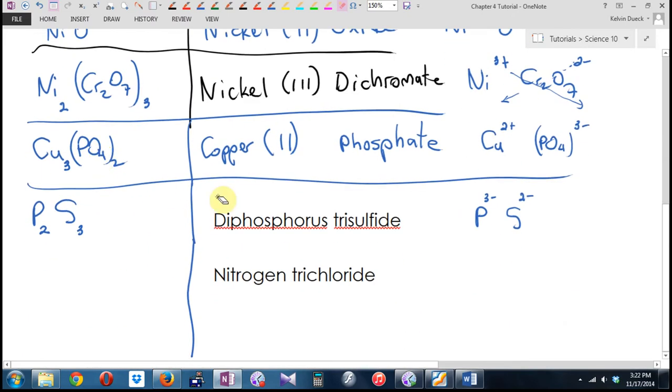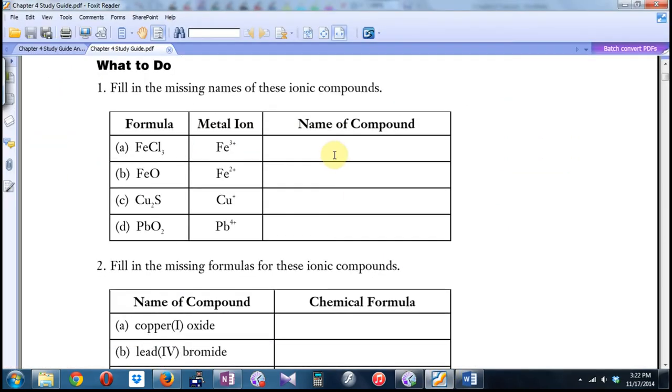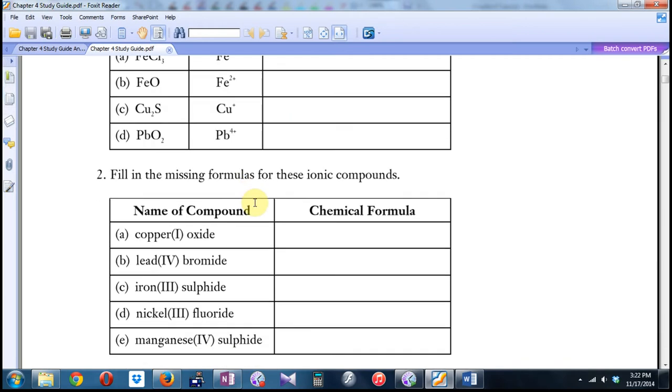So anyways, they gave me the name. Okay, how many nitrogens are there? One. How many chlorides are there? Three. So that's going from name to formula, formula to name. From your study guide, that's question one. Now, if you had trouble with this, you might want to do maybe the odd letters, A and C.